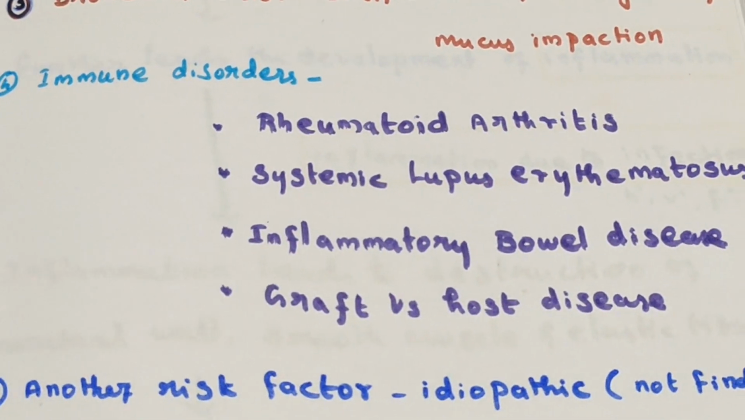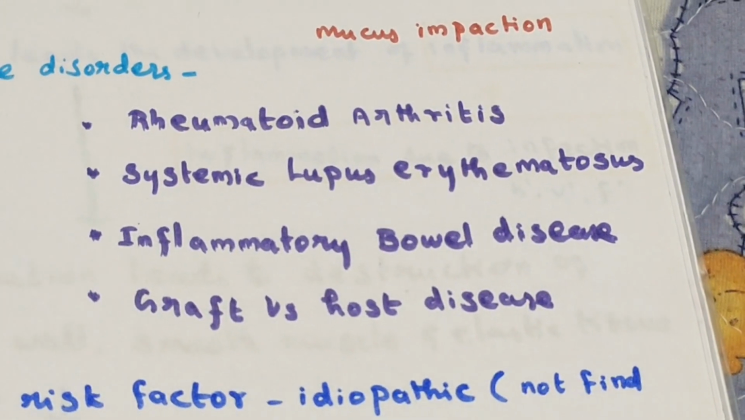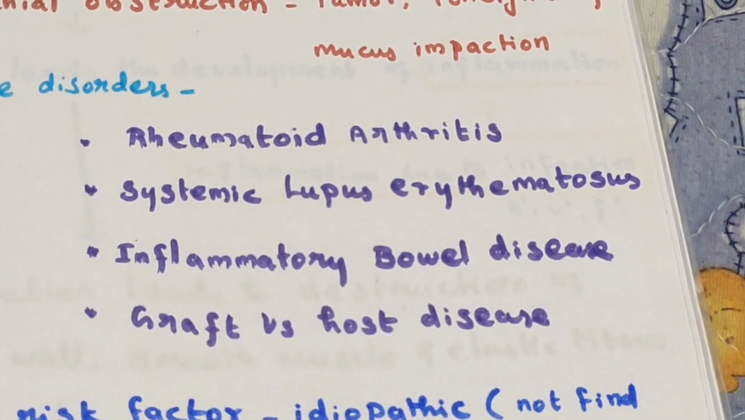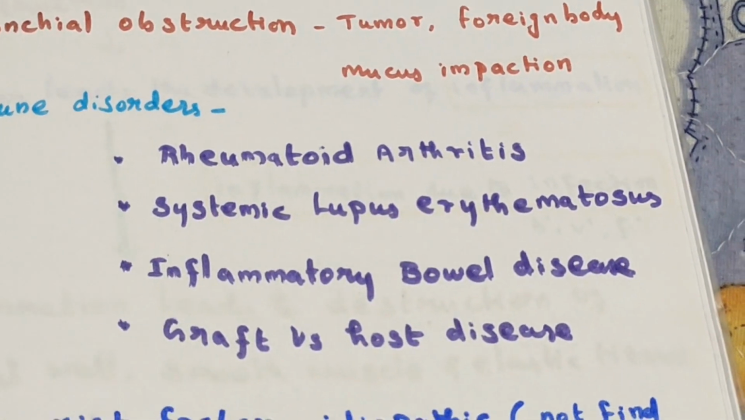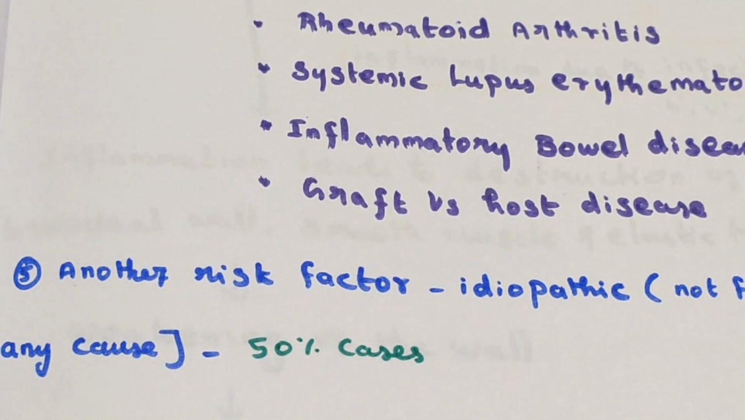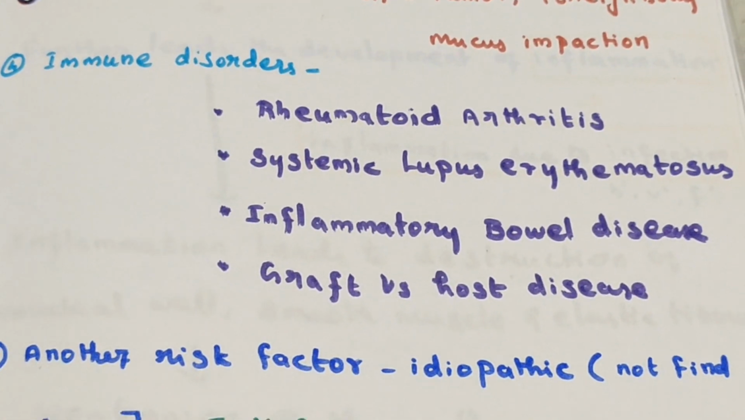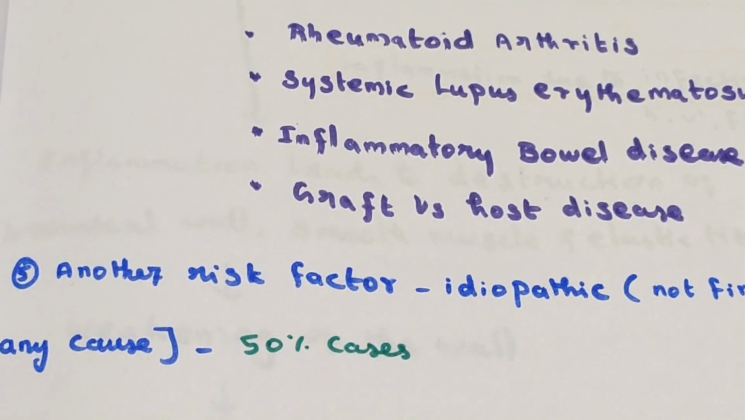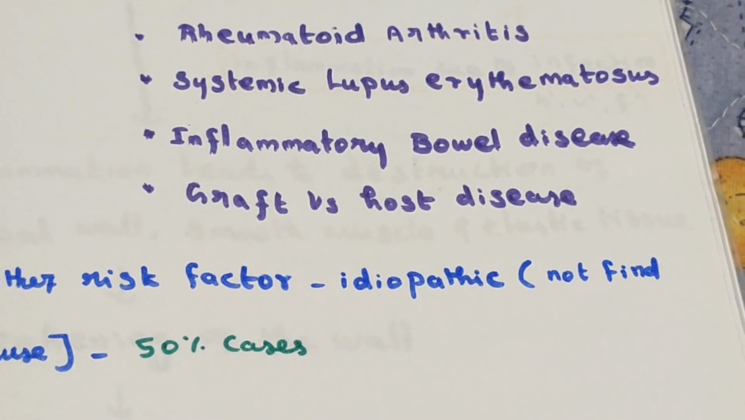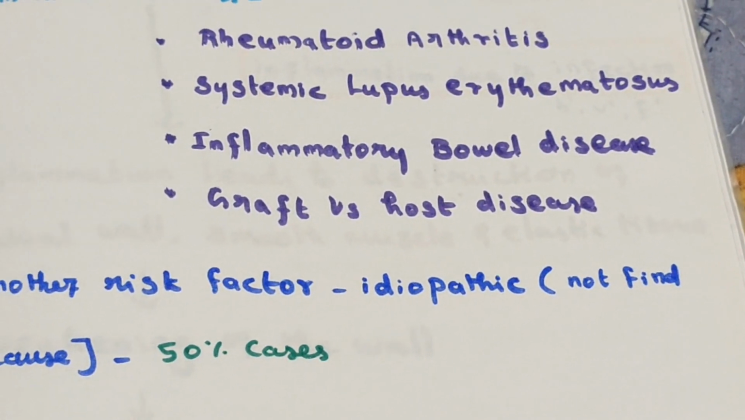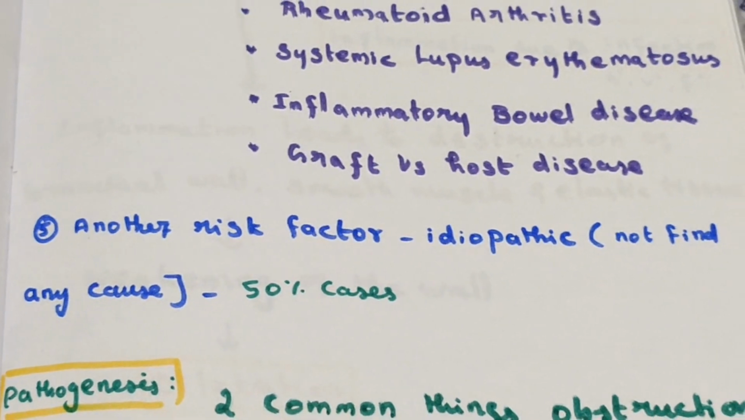It can also be because of immune disorders like rheumatoid arthritis, systemic lupus erythematosus, inflammatory bowel disease, and graft versus host disease. So these are the various factors which are associated with bronchiectasis. There is another risk factor which is idiopathic. We don't find any cause, and that accounts for around 50% of cases of bronchiectasis.